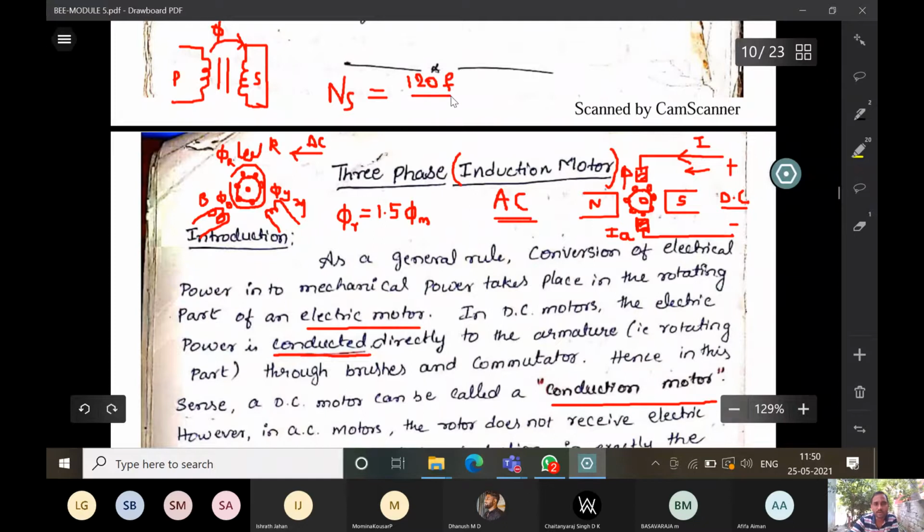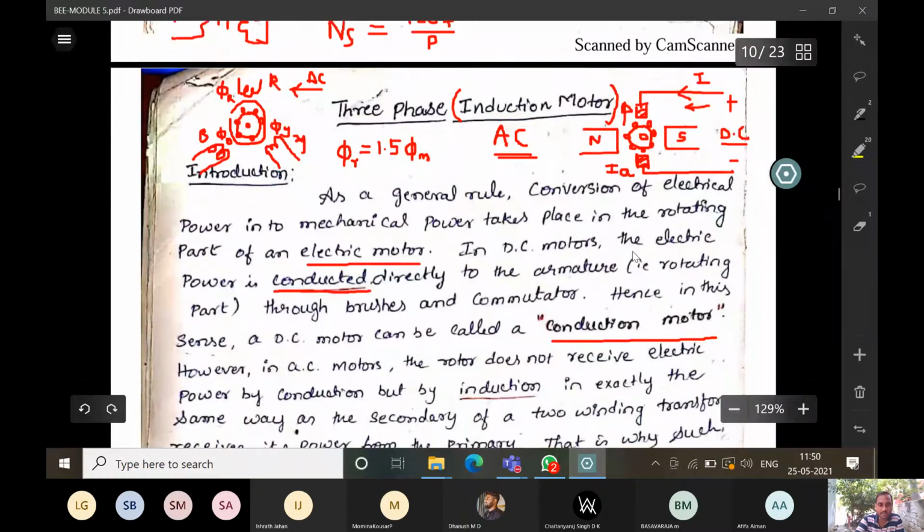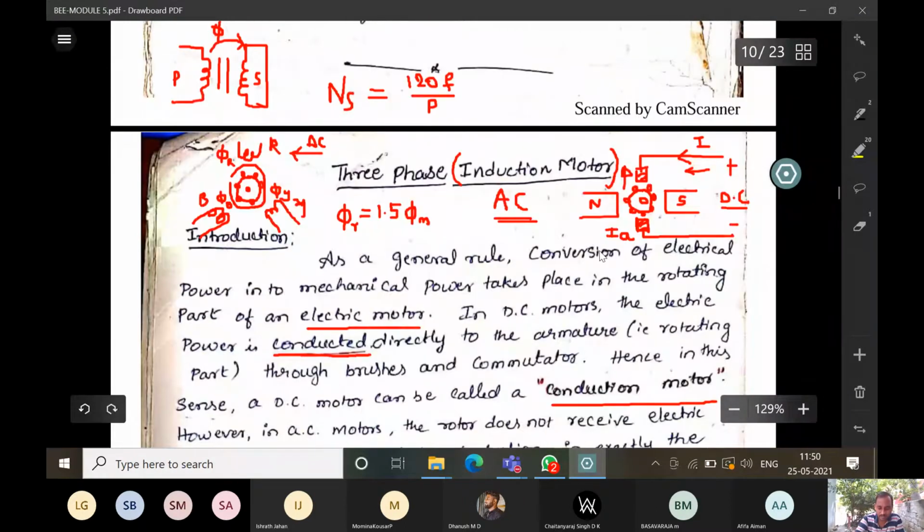Are you following whatever I am explaining? I am explaining the difference between conduction motor and induction motor. Are you following? Please give your response. Yes, sir.